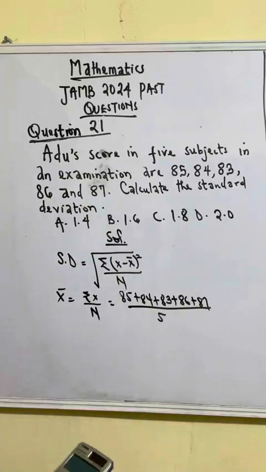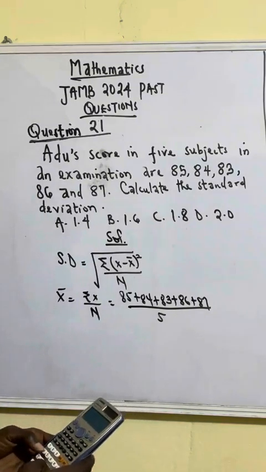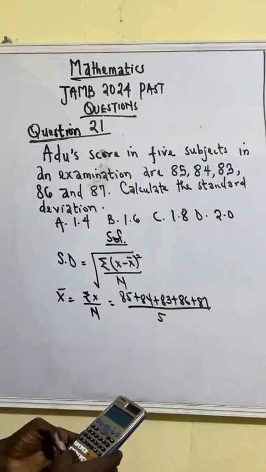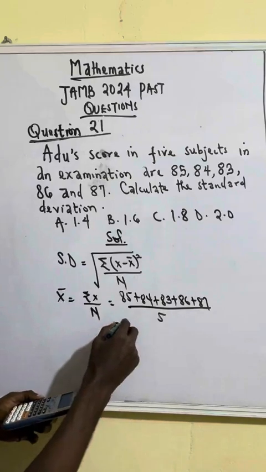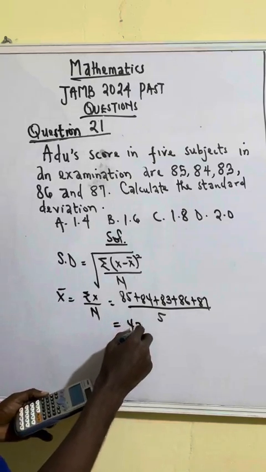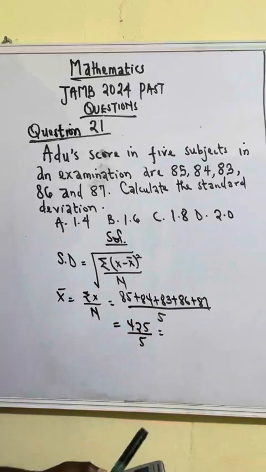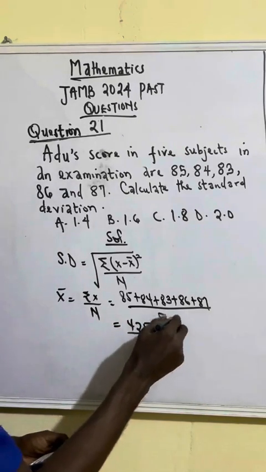So that is 85 plus 84 plus 83 plus 86 plus 87. Everything is 425. 425 divided by 5. So divide this by 5, and you get 85 as the mean.